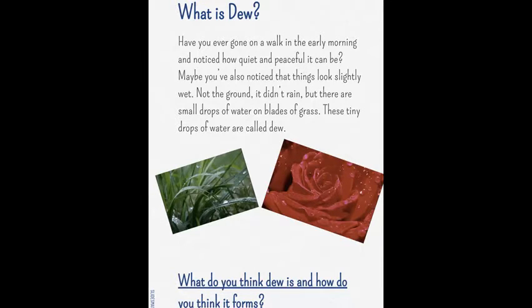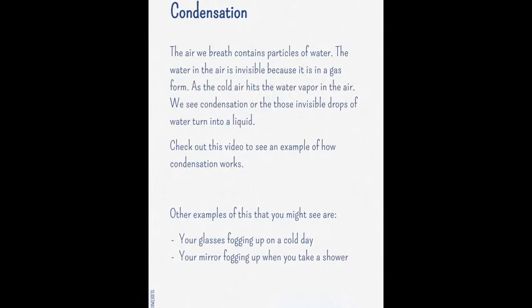Have you ever gone on a morning walk and noticed how peaceful it could be, but there's water on the ground? So how did that water get there? Because it didn't rain. Where did it come from? Why is it there? It is there because of this thing called condensation. The air that we breathe contains particles of water. The water in the air is not visible because it is in a gas form. As the cold air hits the water vapor in the air, we see condensation, or those visible particle drops that turn into liquid. Check out this video to see examples of condensation.